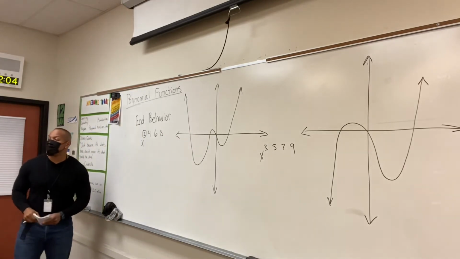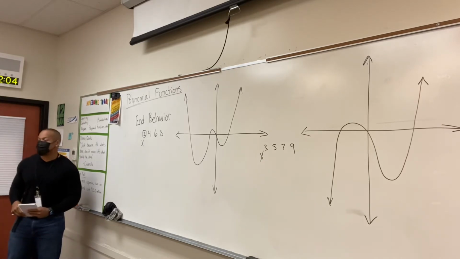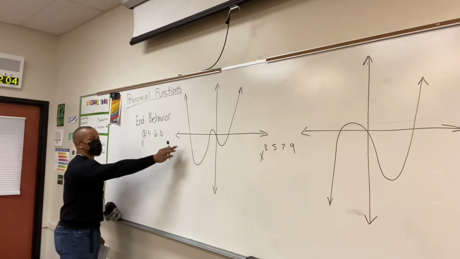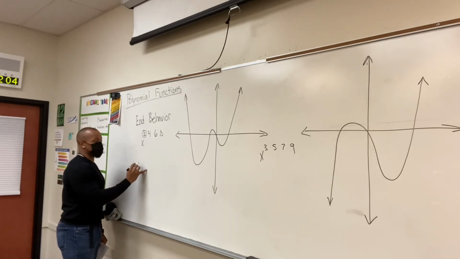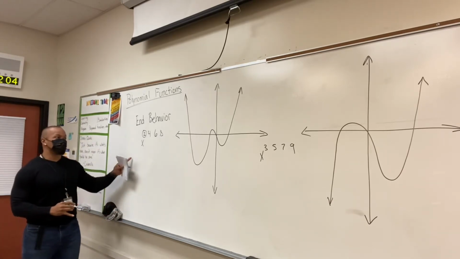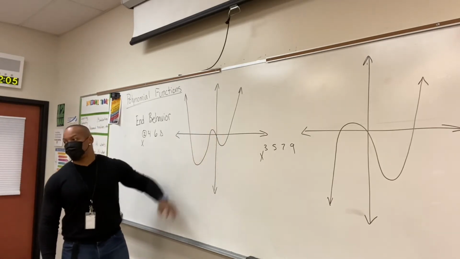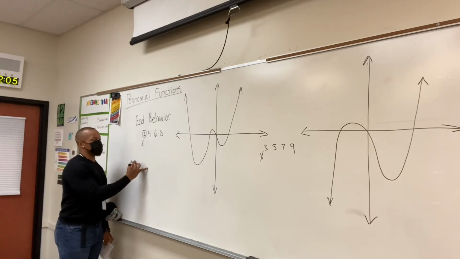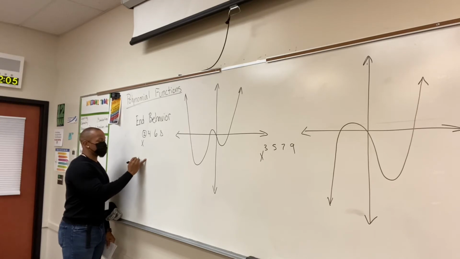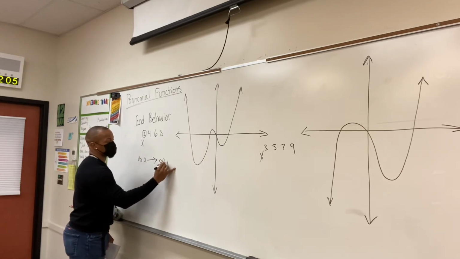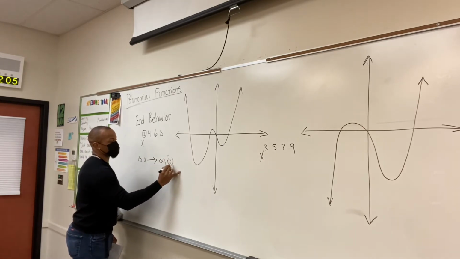Now, looking at these two graphs, who can tell me what the end behavior is going to look like? I can try. For that one, it's even. Most of the time they start with what's going on the right, and then work to the left. Okay, I can start with the right side. From the right side, as x approaches infinity, f of x approaches infinity as well.